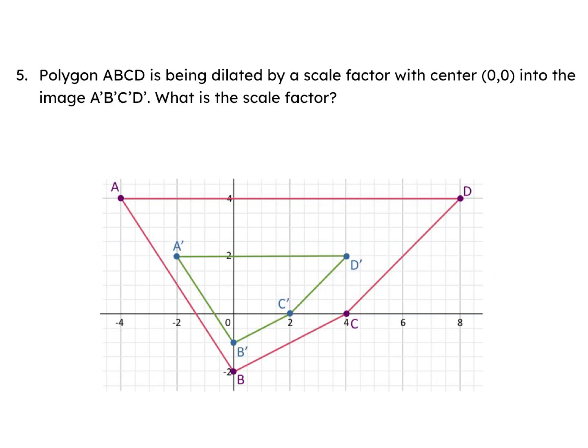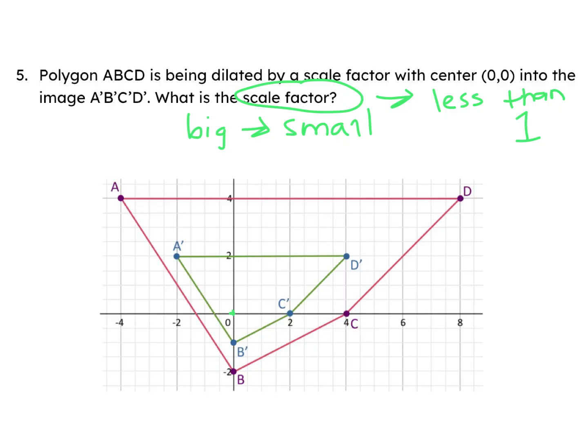Okay, so now we are given polygon ABCD is being dilated by a scale factor, and the center is 0, 0, the origin. And it creates this green image. So you can see that it went big to small. So that means it reduced. So that means our scale factor has to be less than 1. Okay, so a couple different ways I can do this one. I might just focus on A and A prime and then see what happened, how the numbers changed. So let's do that. Let's look at A.